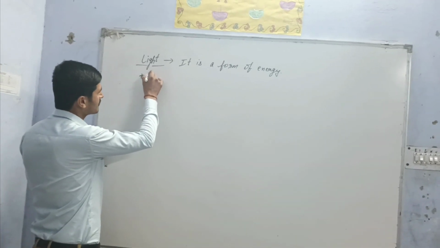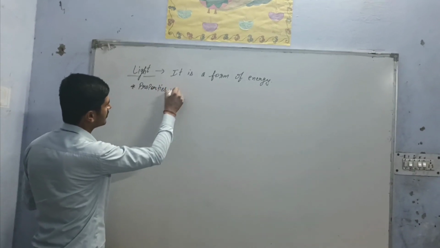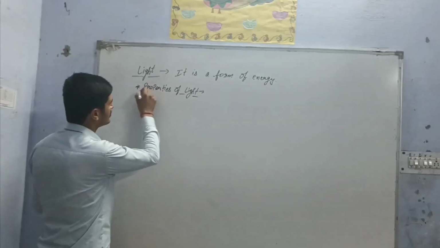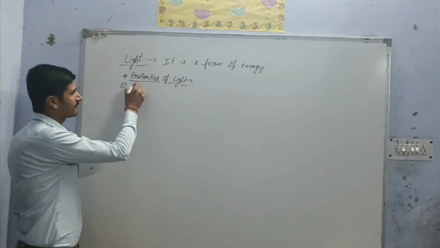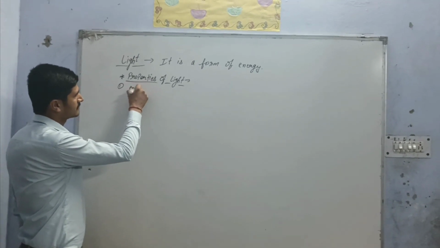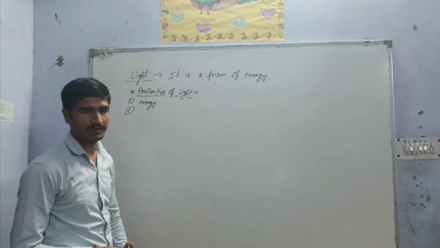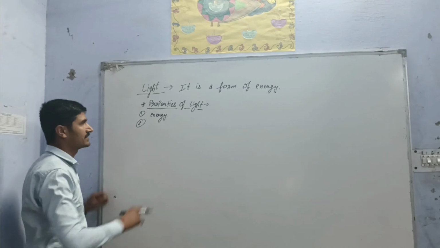Now let's talk about the properties of light. So in the properties of light, सबसे पहले हम बोलेंगे light is a form of energy. As you all know from the definition also, कि light जो है, light is a form of energy.